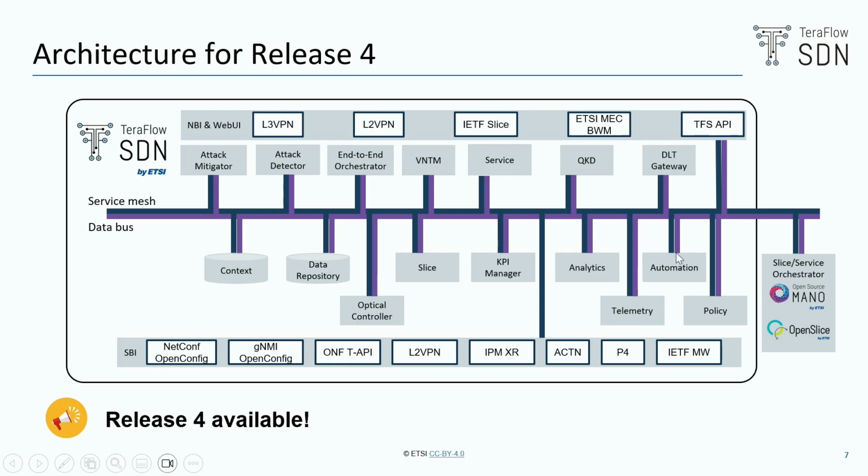So this is the architecture that we have just presented for release 4. Just to be quick, you can see as a very big novelty, we have introduced a new data bus. So this allows us to have a different bus for the monitoring and telemetry data and the different communication between the components. So we have separated the service mesh that allowed us to communicate between the different microservices and the data bus that is being used to handle the monitoring and telemetry data.